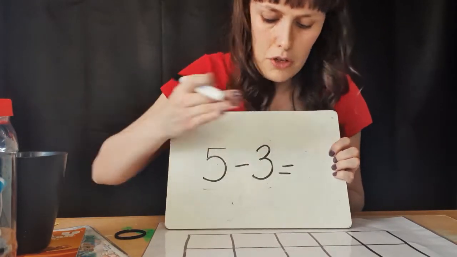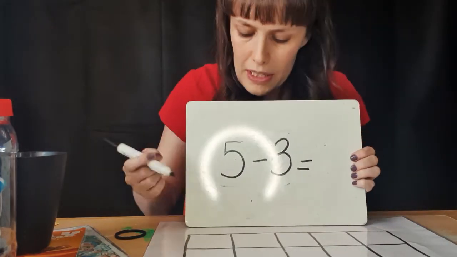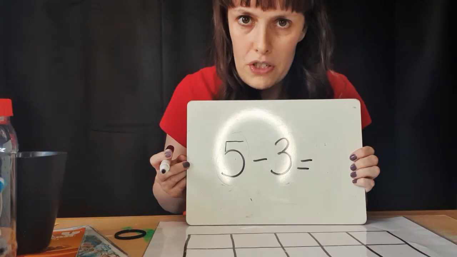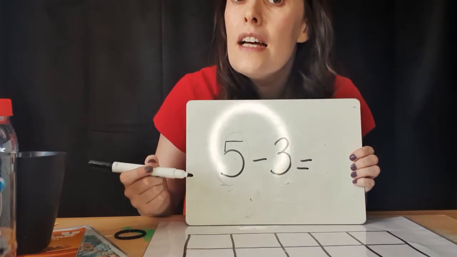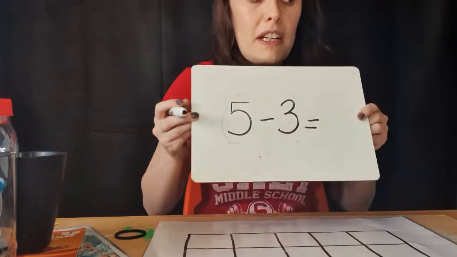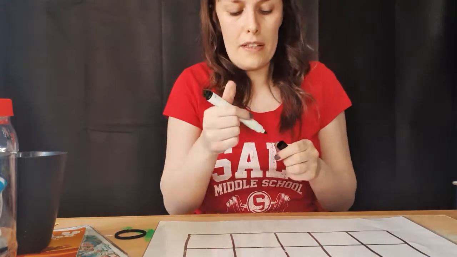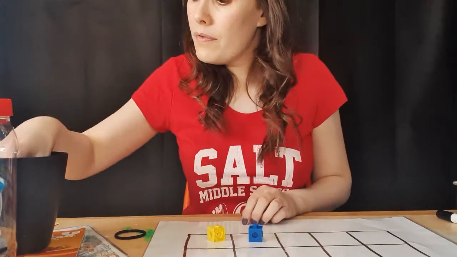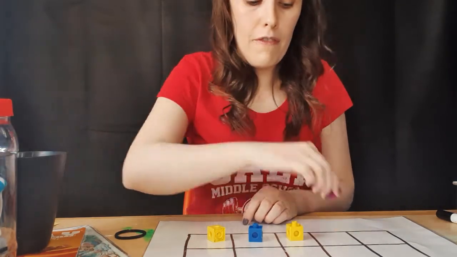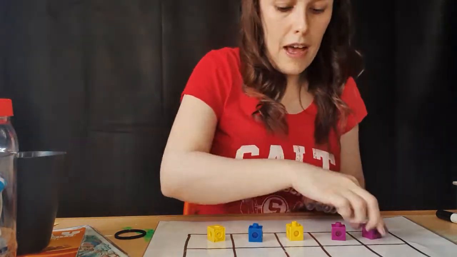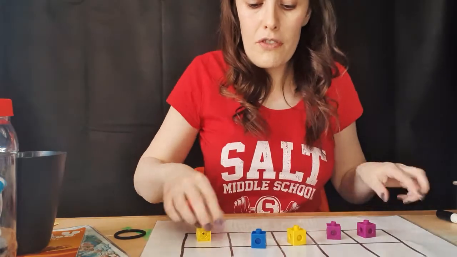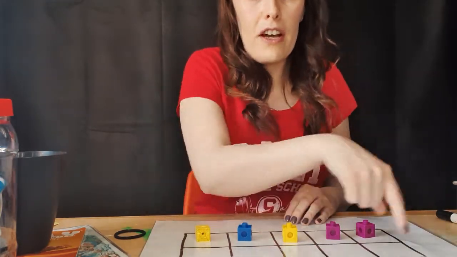Okay, so we're going to do 5 take away 3. So we need to get this many objects into our tens frame first of all. So how many is that? It is 5. So we need 5 objects. 1, 2, 3, 4, 5. Okay, so we have our tens frame, and the way it works is you've got 2 rows of 5 and they are 10 altogether.